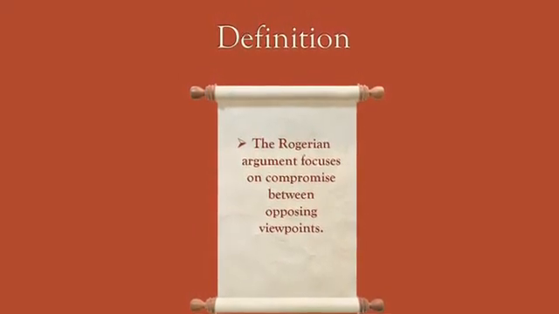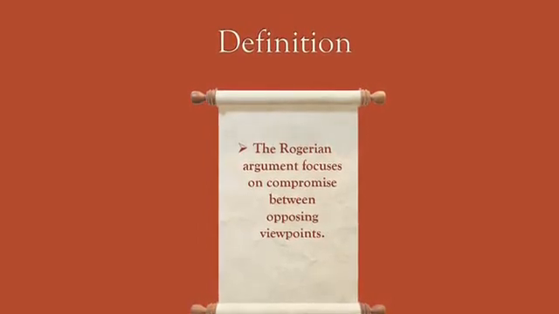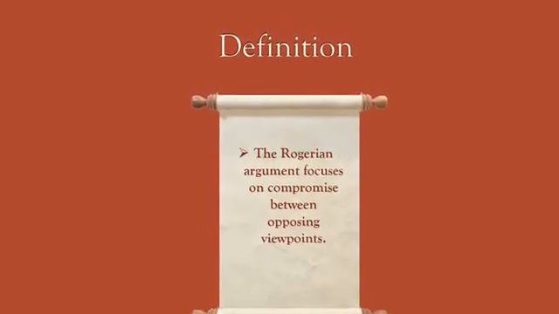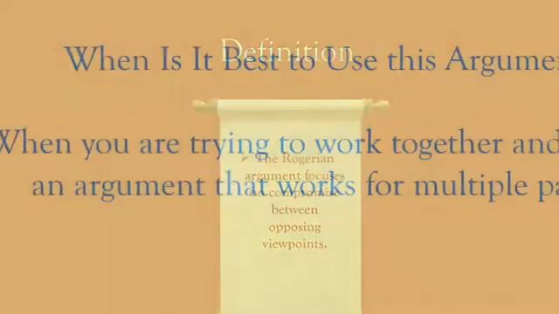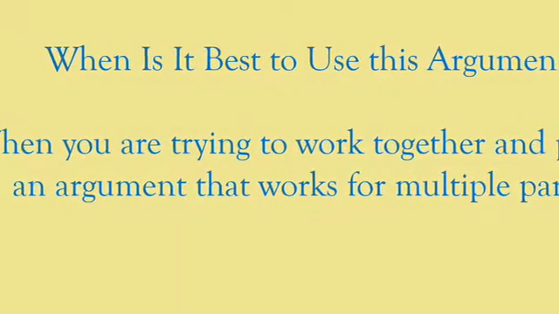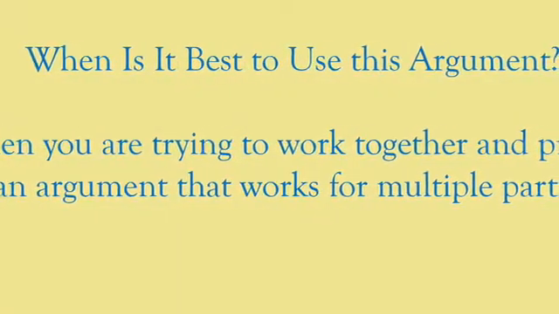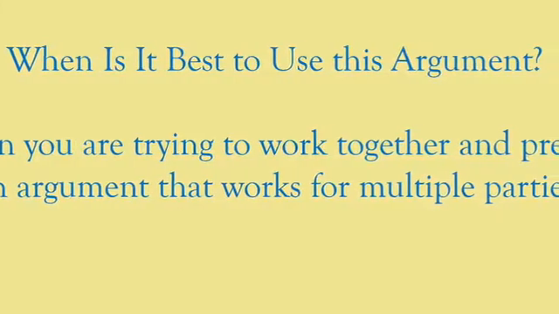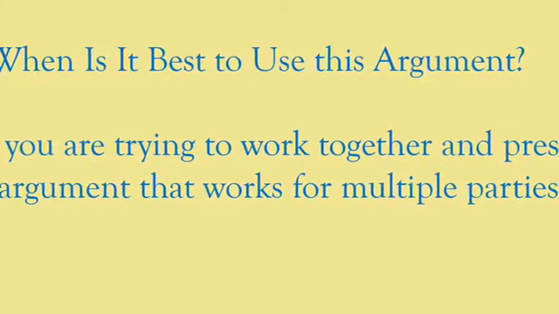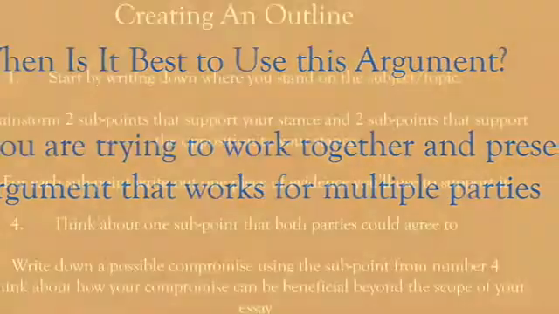So the Rogerian argument, aside from it having a funny name, does have some merit to it as an argument type, and it focuses on compromise between opposing viewpoints. So when is it best to use this type of argument? When you are trying to work together and present an argument that works for multiple parties. So it is all about the compromise in the Rogerian. Let's go ahead and create an outline for it.